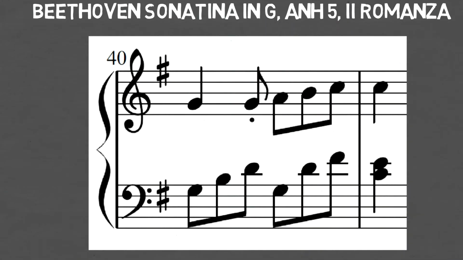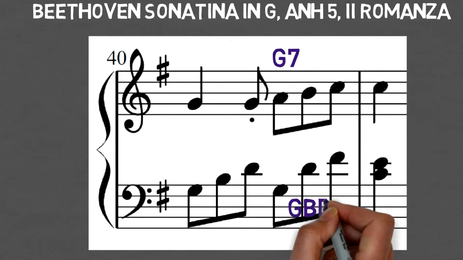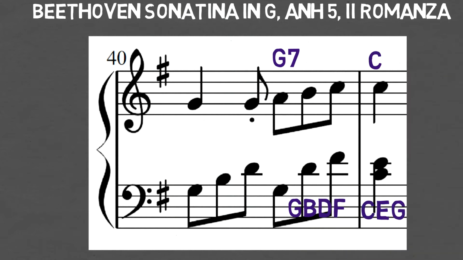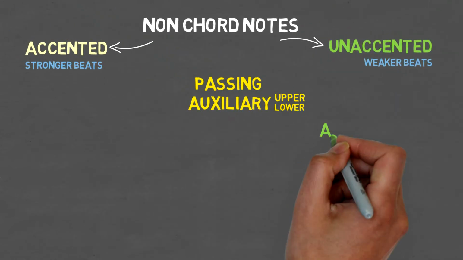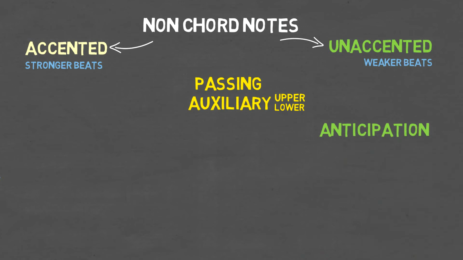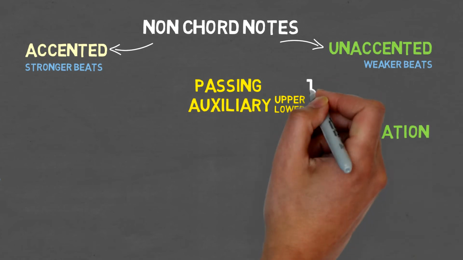Here is an example where the G7 chord having notes G, B, D and F is followed by the C major chord with notes C, E and G. The note C is a non-chord note, but it is neither passing nor auxiliary. It is almost as if it is anticipating the C in the next bar. Such a non-chord note which anticipates a note from the next chord is called an anticipation note.